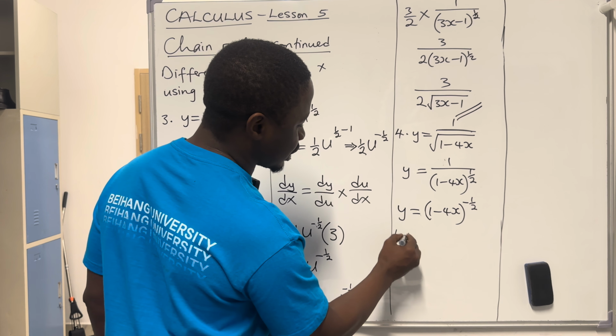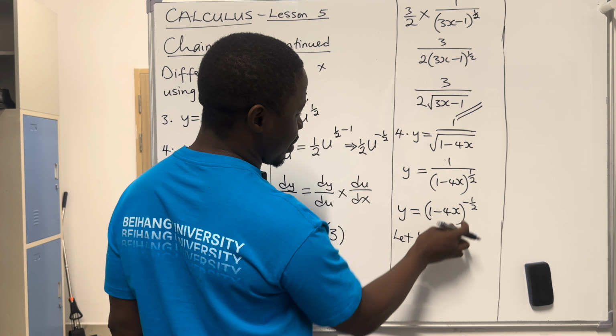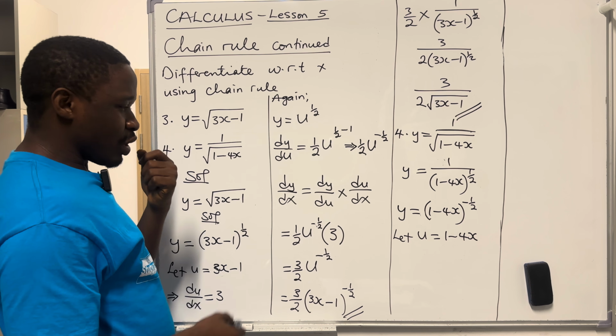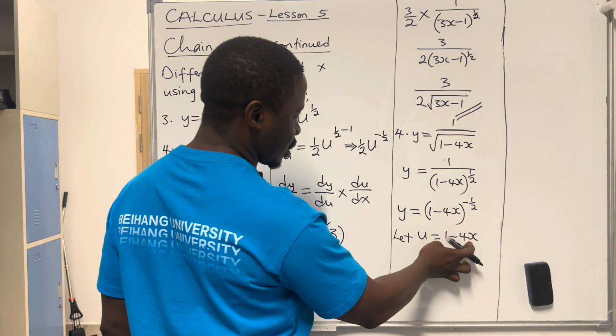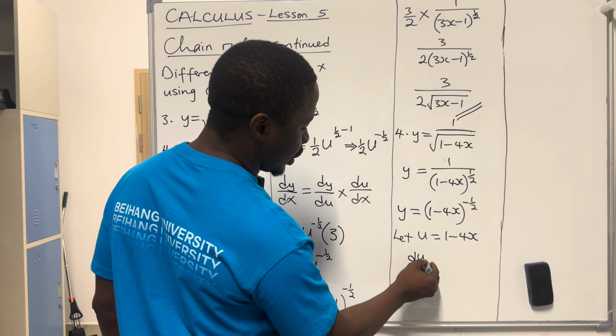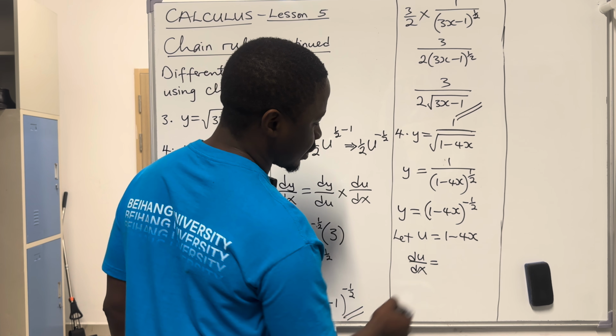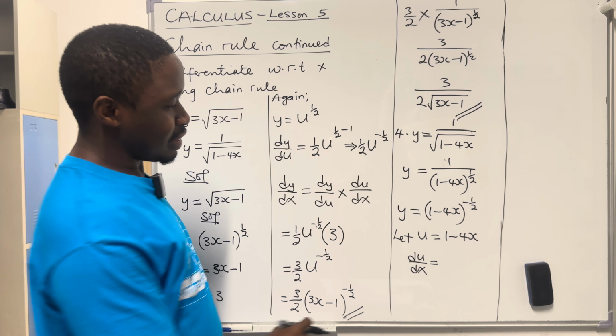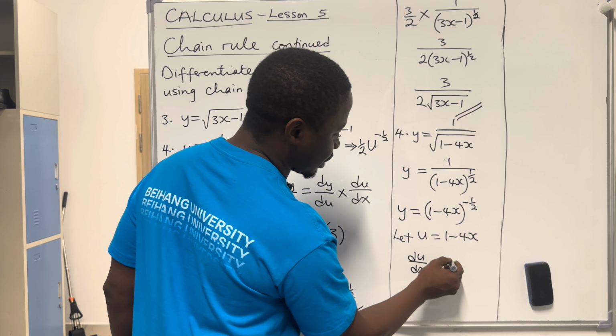Now we say let u equal to what is in the bracket, which is 1 minus 4x. So if u is equal to 1 minus 4x, differentiating u against x will say du over dx. Differentiating 1 is 0. It's not necessary to be written. Differentiating minus 4x is minus 4.